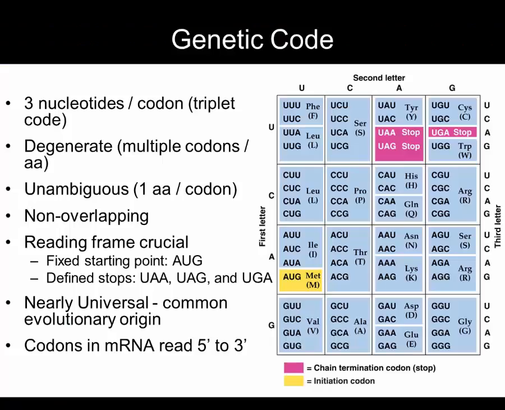Here's the code again. Last time we talked about Crick's work, which demonstrated that there are 3 nucleotides per codon, that the code is non-overlapping, and that it is degenerate. This time, we're going to discuss how we know which codon corresponds to which amino acid.